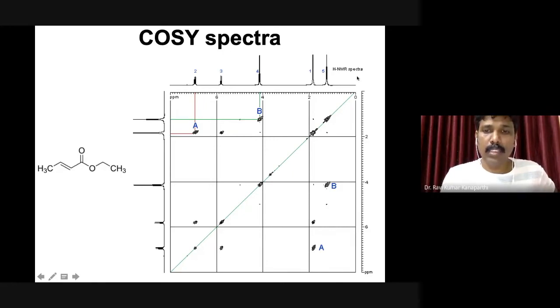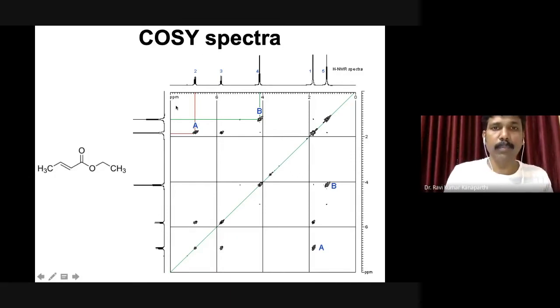Okay, you can just draw a line on the diagonal peaks. You connect all the diagonal peaks, and you take either the upper portion or the lower portion to explain any two-dimensional NMR spectrum. Just concentrate on the peaks, then draw a horizontal or vertical line and see how they are connecting.